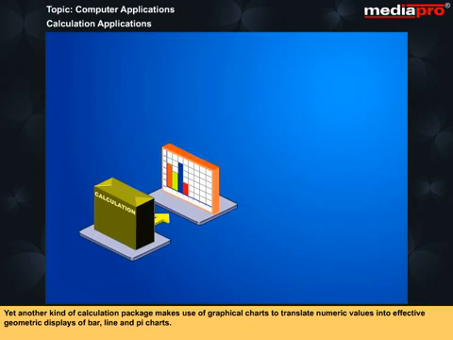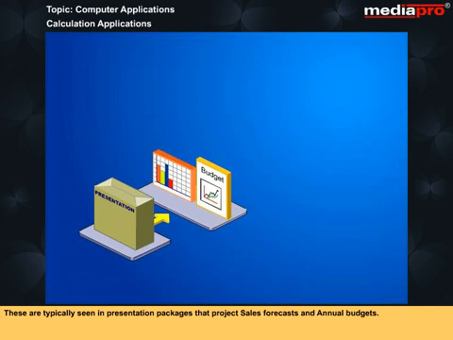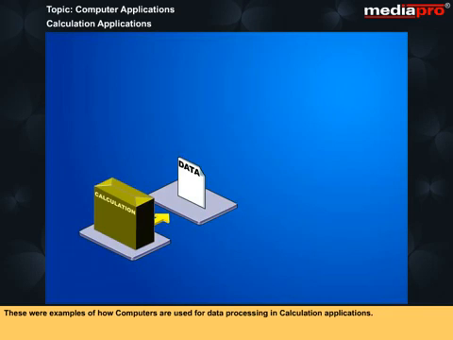Yet another kind of calculation package makes use of graphical charts to translate numeric values into effective geometric displays of bar, line, and pie charts. These are typically seen in presentation packages that project sales forecasts and annual budgets. These were examples of how computers are used for data processing in calculation applications.